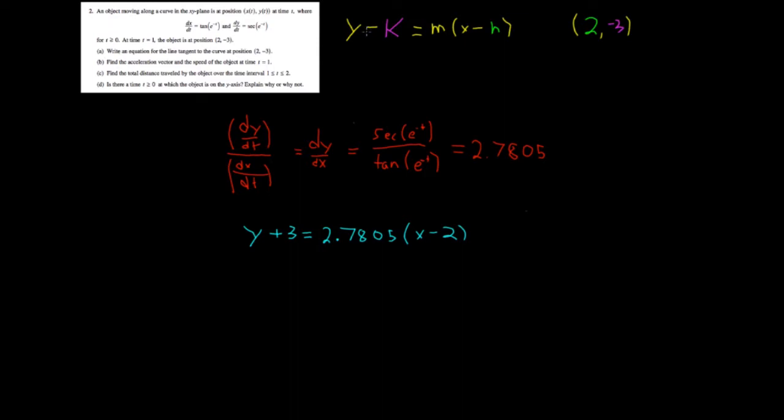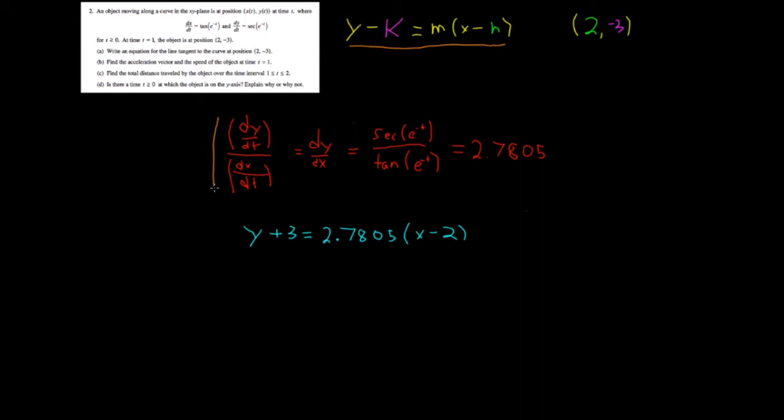At time t equals 1, the object is at position (2, -3). Write an equation for the line tangent to the curve at position (2, -3). So for a tangent line, you're just going to use this equation up here, where y minus k equals the slope times x minus h, and they give you h and k here. The colors are coordinated, so all you need to do for this problem is find the slope. That's the only thing that we don't know. But luckily, they've given us dy/dt and dx/dt.